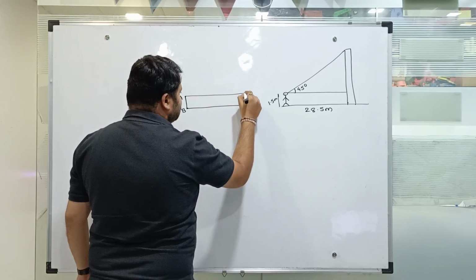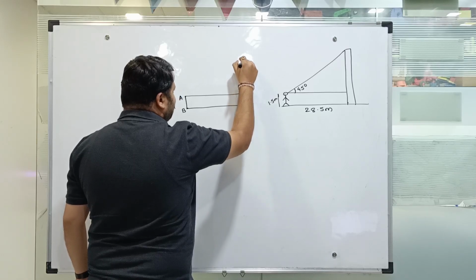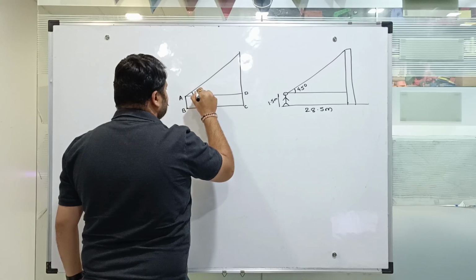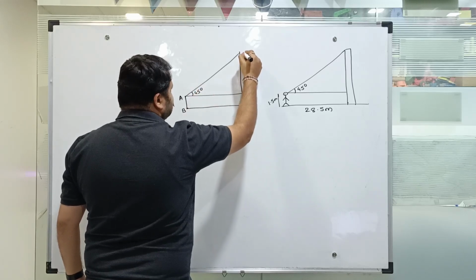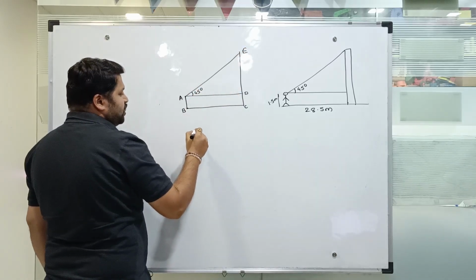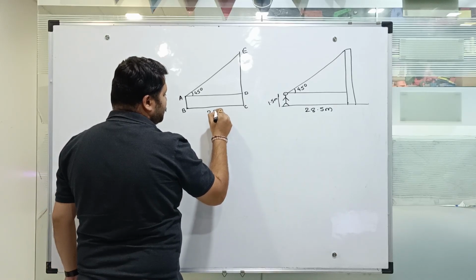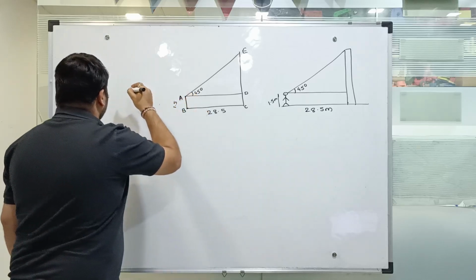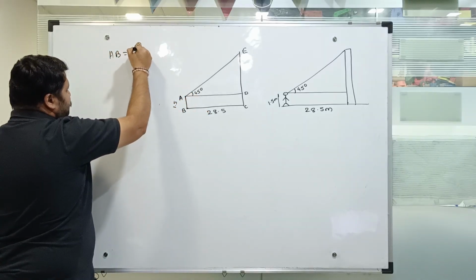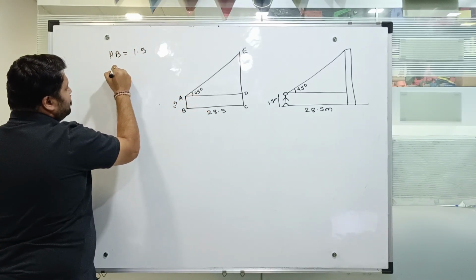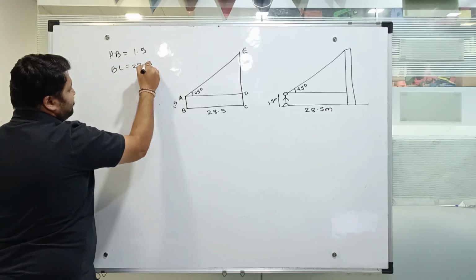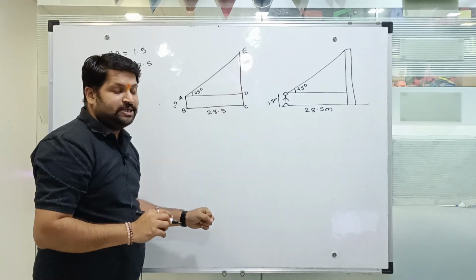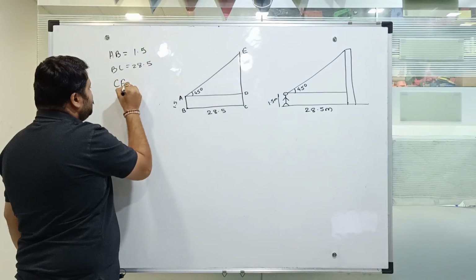So I can write this as C and D, and then I have a tower up here which is making an angle of 45 degrees, and I'll call this E. Now if you look at the figure, it is 28.5, this is 1.5. So my AB is 1.5, my BC is 28.5. Now we have to find the height of the towers. That would be CE.